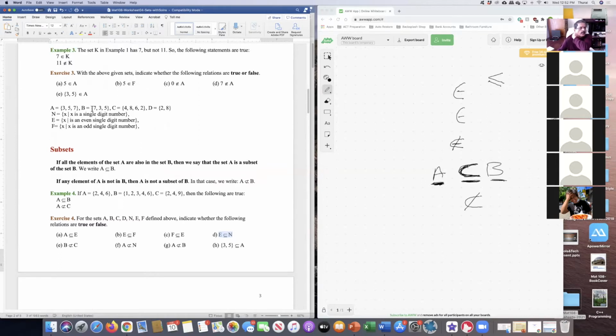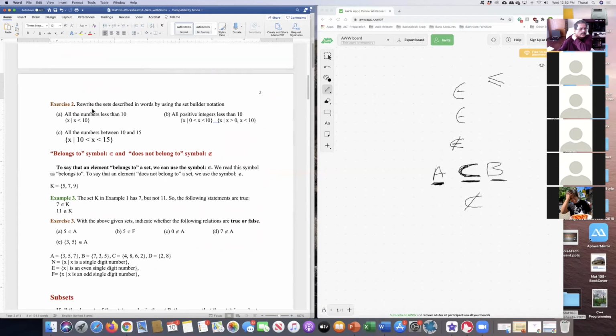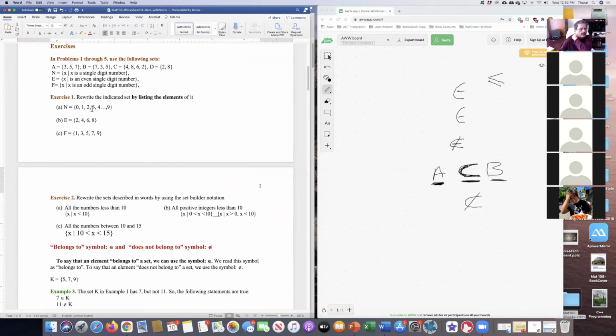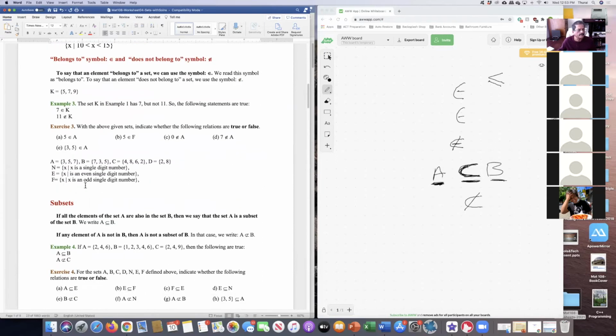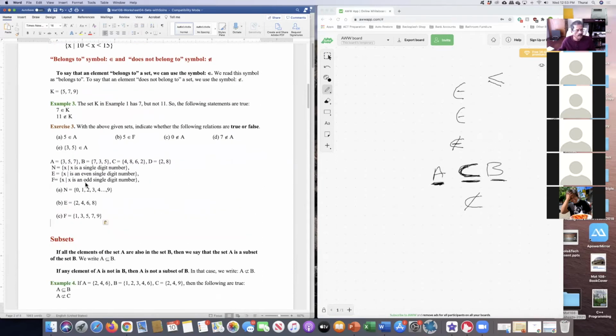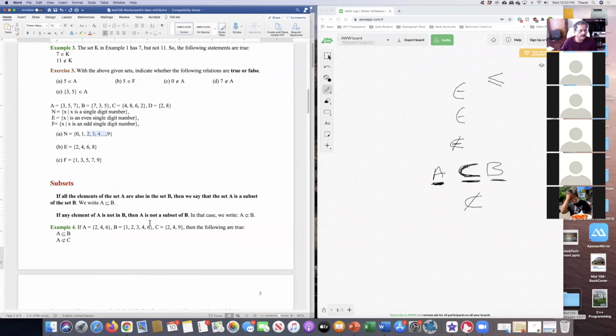So we actually wrote down the sets up here, so we can even copy and paste that. Then you'll be able to see. N, E, and F are these. You can see that everything in E is also here: 2, 4, 6, 8, all of them are there in N. So therefore, E subset of N is true.